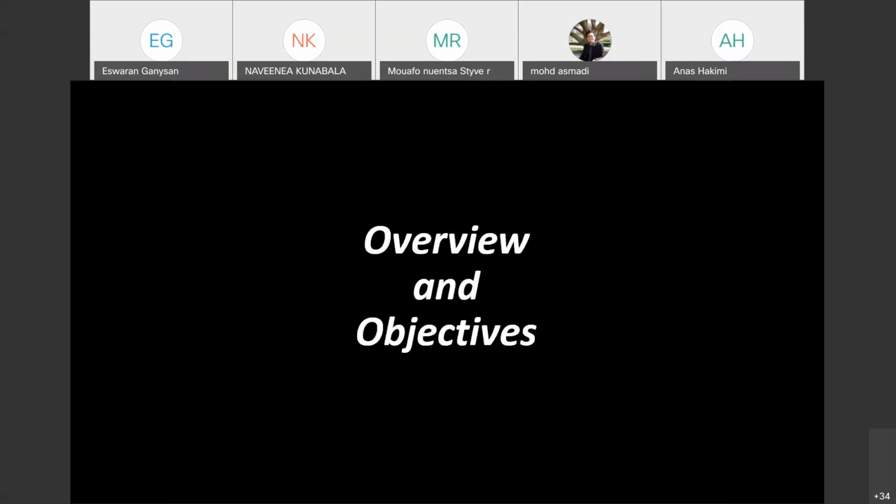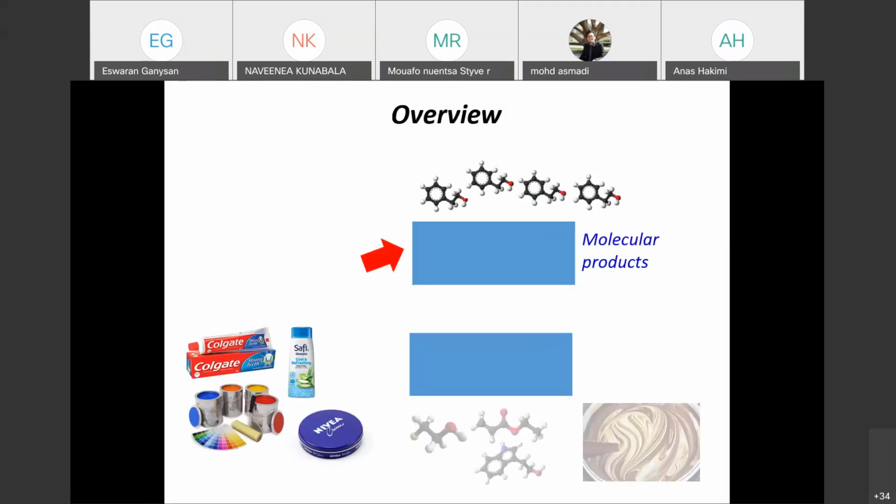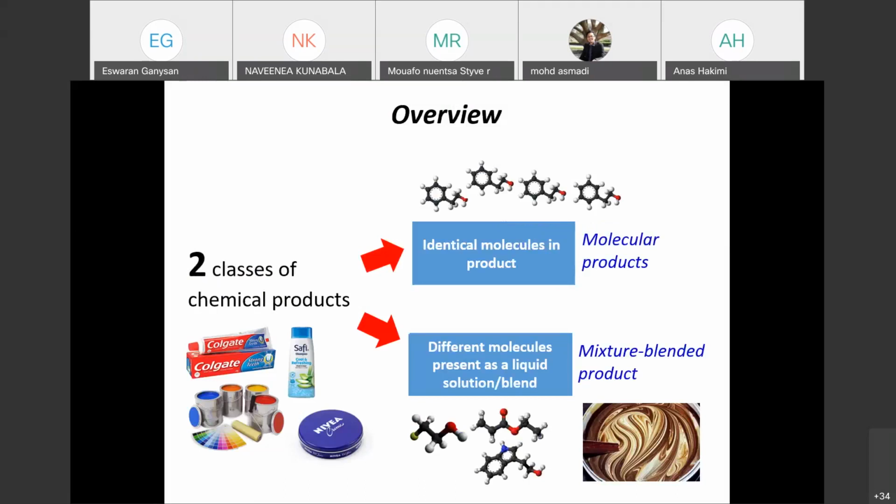So let's see the overview and the objective. In this part we want to introduce two classes of chemical products. Look here: identical molecules in the products, which are known as molecule products, as well as different molecules present as a liquid solution or blends. This is what we call a mixture blended product. So it's different, because this one is already blended and this one is a molecule product, the pure one, generally a molecule structure.